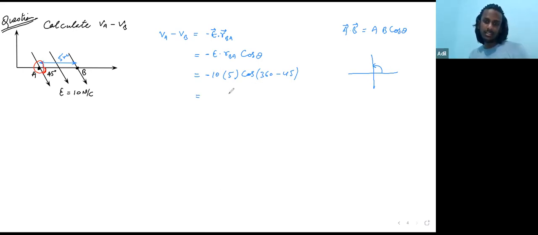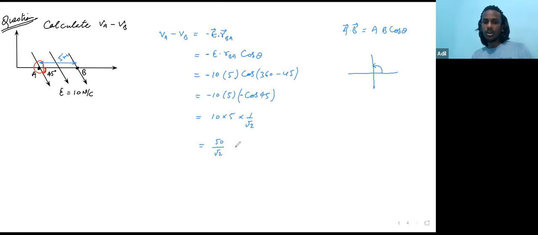And we get minus of 10 into 5 into minus of cos 45 again. Minus and minus will be plus. This is your 10 into 5. What is cos 45? Cos 45 is 1 by root 2. Finally, you get 10 into 5 is 50 over root 2.